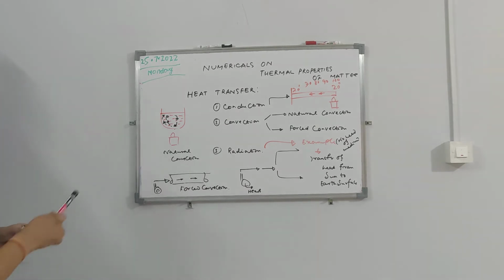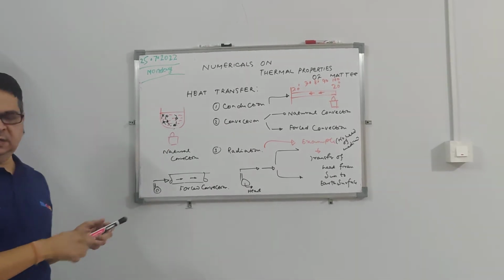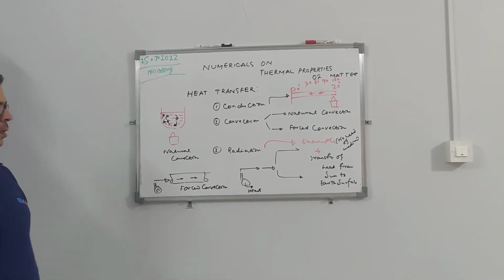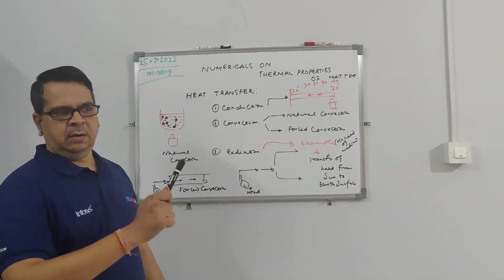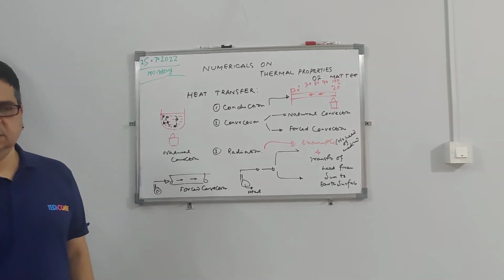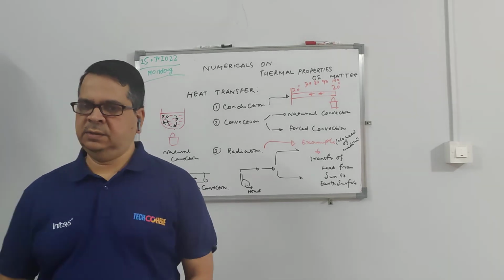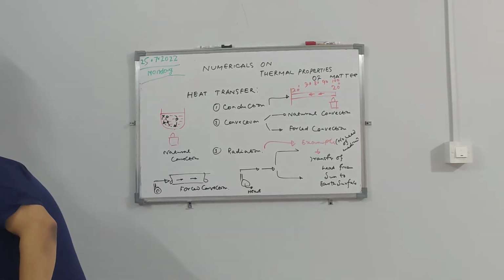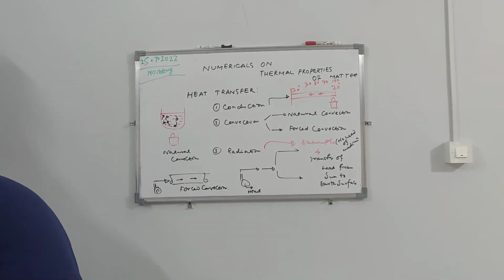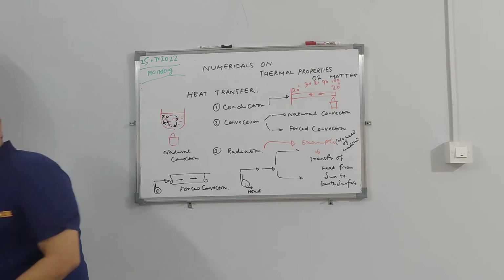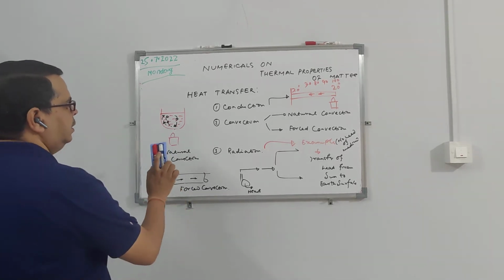So you can take a picture of this. These are the three basically. We'll get into the mathematical formula related to this, using which you can solve the numericals. So you took the picture. Yeah. Okay.